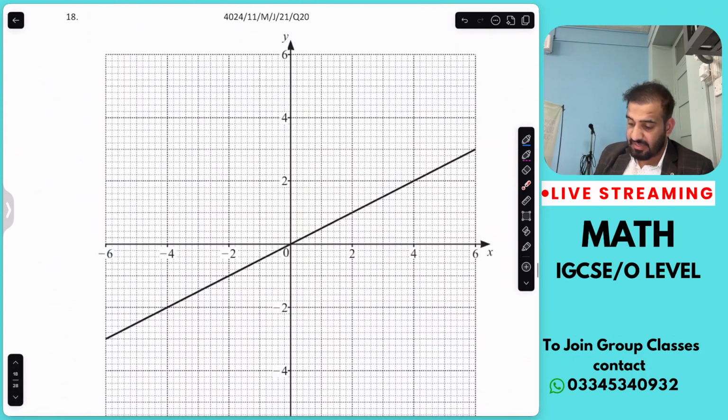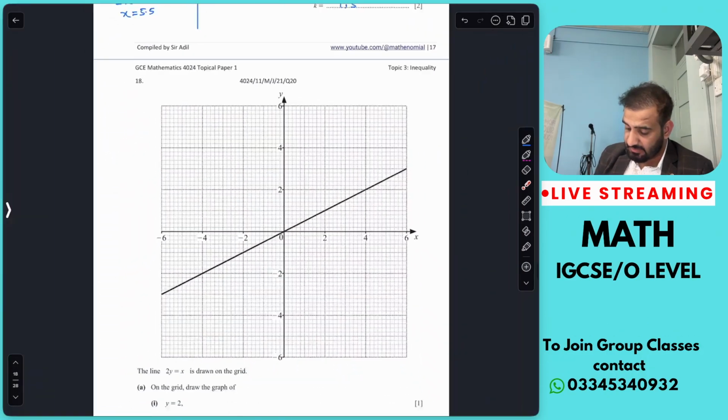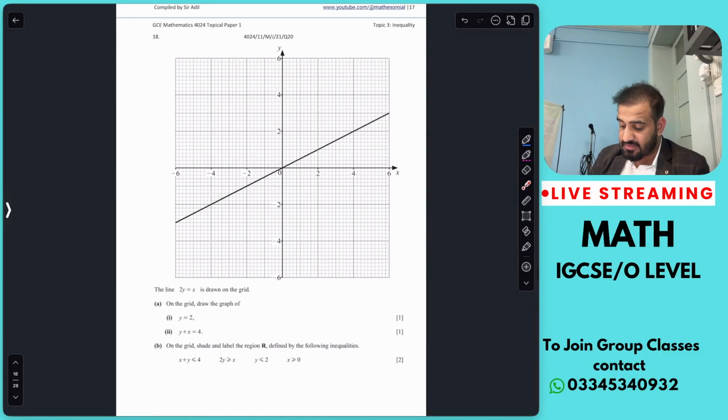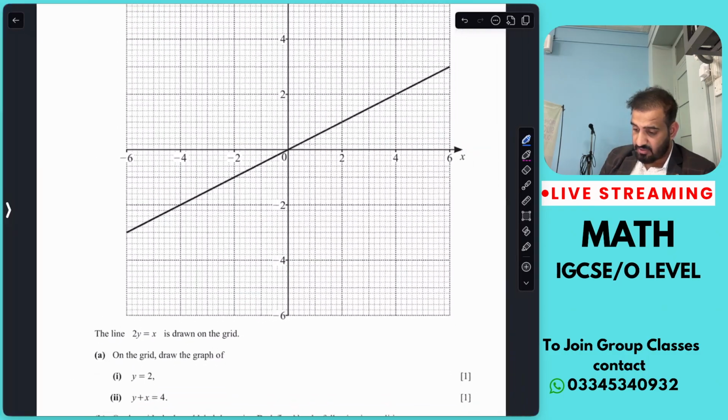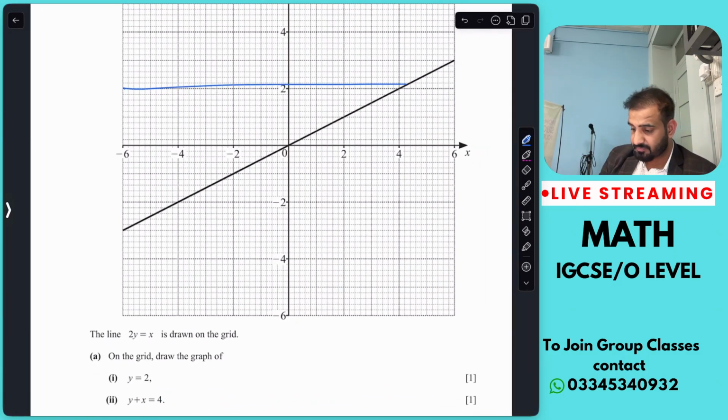Moving on to question 18. The line 2y is equal to x is drawn on the grid. On the grid, draw the graph y is equal to 2. So y is equal to 2 is a horizontal line at 2. This is y is equal to 2.